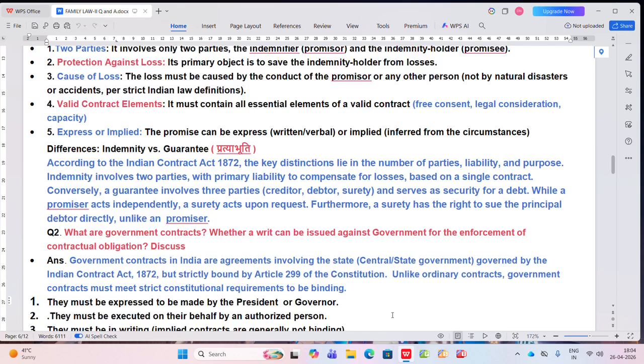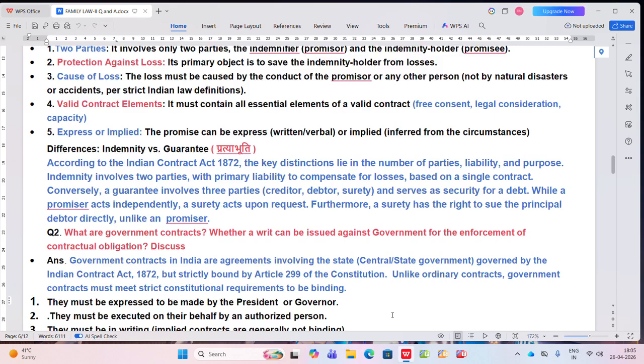1872, but strictly bound by Article 299 of the Constitution. It means whatever the provisions given under Article 299, these contracts must obey. Unlike ordinary contracts, government contracts must meet strict constitutional requirements to be binding.